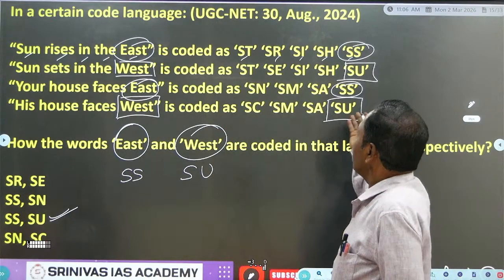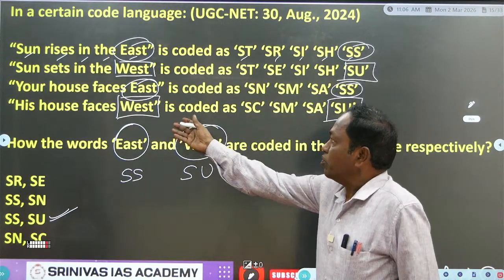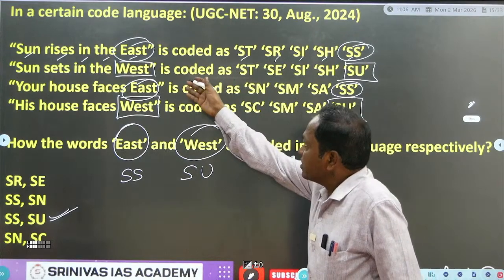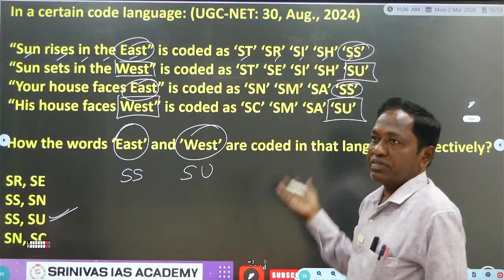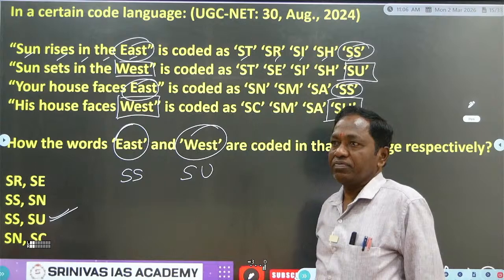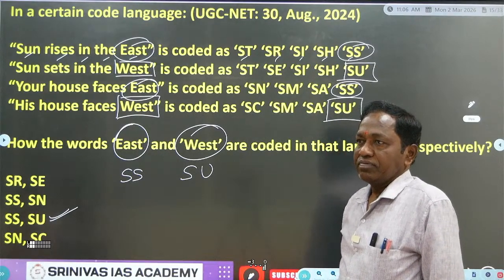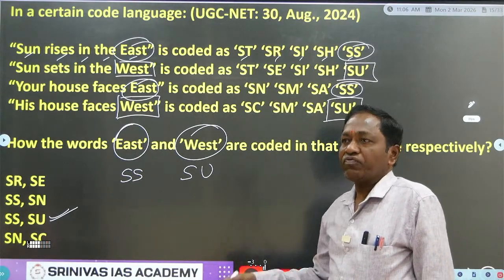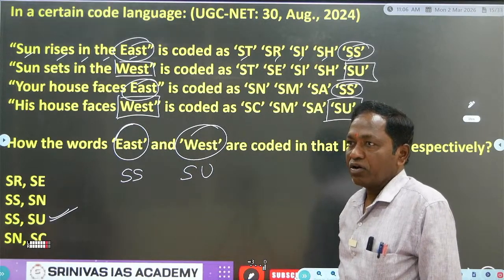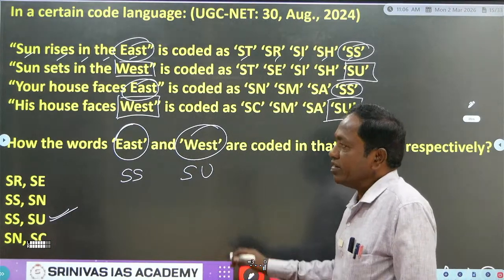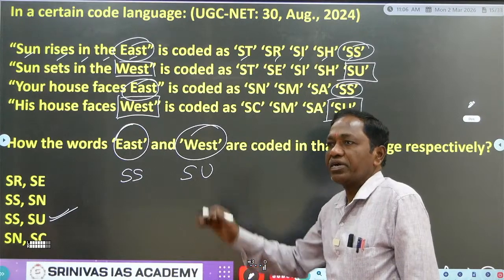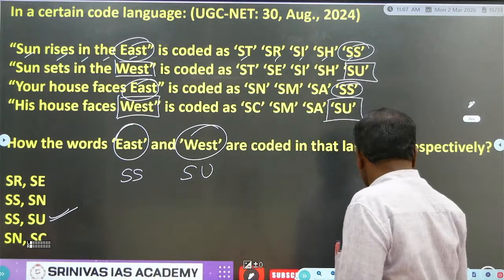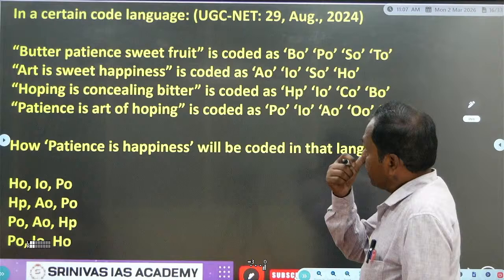First we can see what the last word is. West is the last word in the group. The last word SU, West is here also, last is SU, same. So you can take it, but the option is also available. If even the option is not available, then you have to find another method. Commonalities you have to see. Since the option is also available, we go ahead like that. Next.